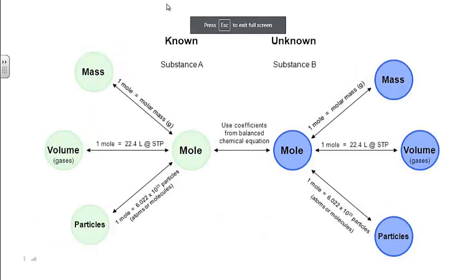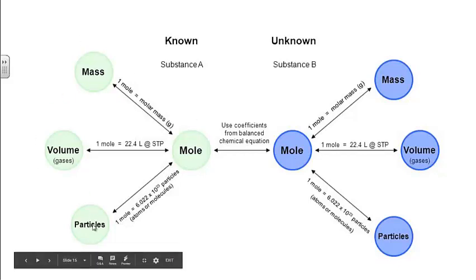What you'll notice is this left side is the known side, this right side is the unknown side. Notice as I go from known to unknown, it's always from mole to mole. And that's where we use the coefficients from our balanced chemical equation. But sometimes we don't start with mole, or we don't want to end with mole. We want to start or end with mass, volume, or represented particles. This should be familiar to you.